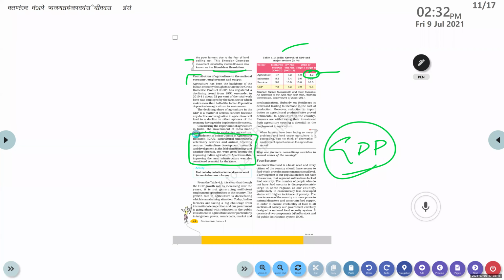Clear? So from table 4.1, please observe table 4.1. You can see here the growth of GDP and the major sectors in percentage. GDP is 7.2 in 2002 to 2007. You can see here the share of the agriculture sector is 1.7 percent, industry is 8.3 percent, and service is 9 percent.